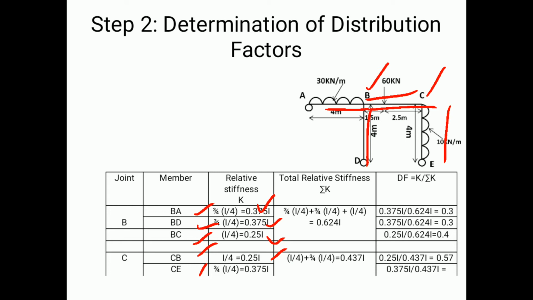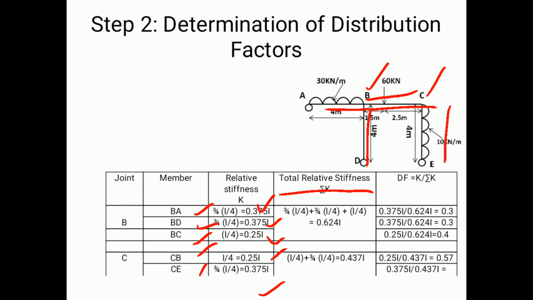Similarly for CE, E is the farther end for C with CE as a member. That is a roller support, so the value will be 3/4 of I by L. So 3 by 4 times I by 4, that is 0.375 I. The next step is the calculation of total relative stiffness, that is sigma k. I need to add the relative stiffnesses of each joint. Here for joint B, we have three relative stiffnesses.